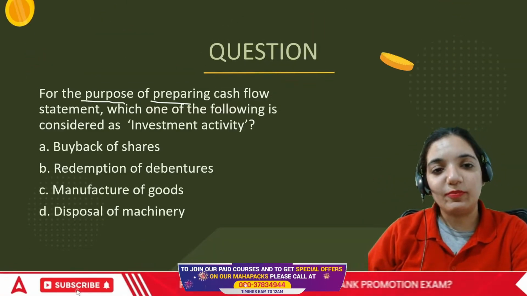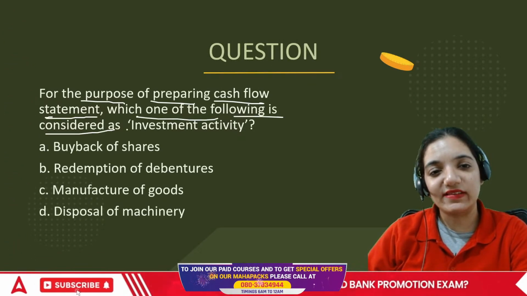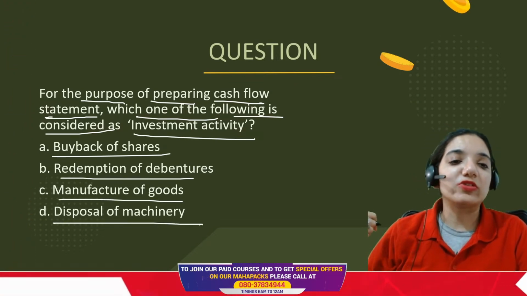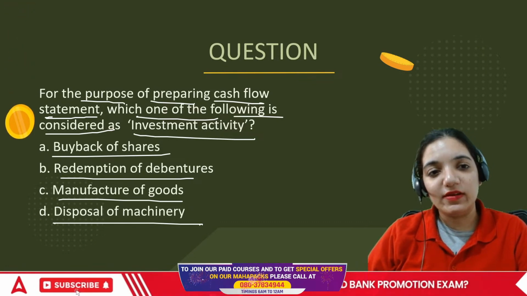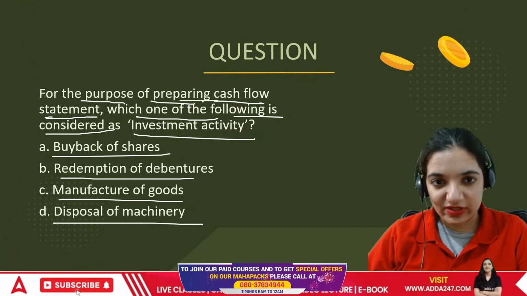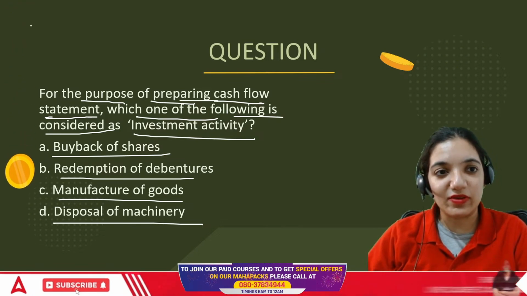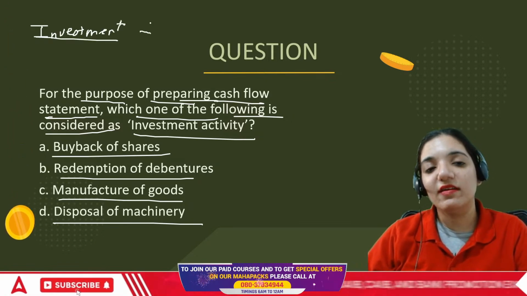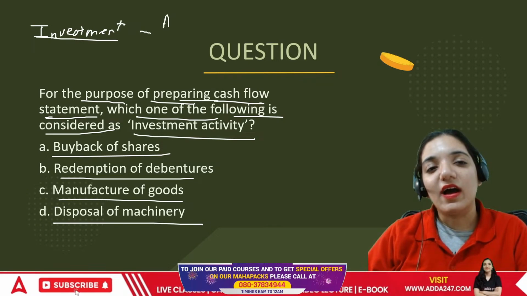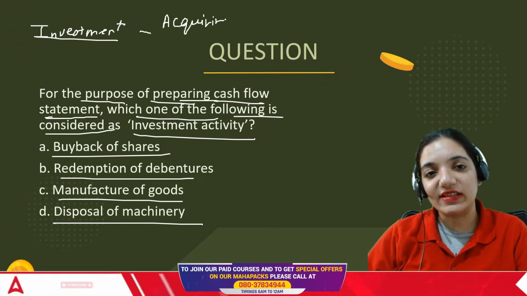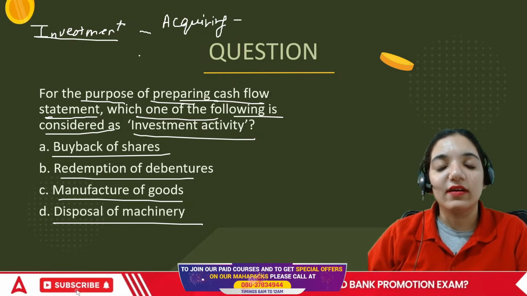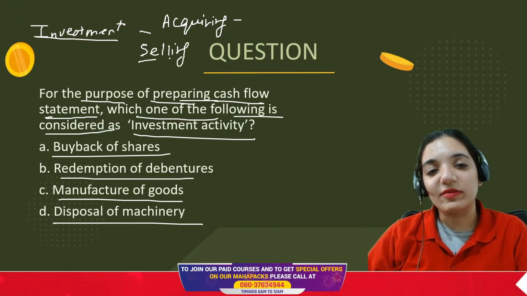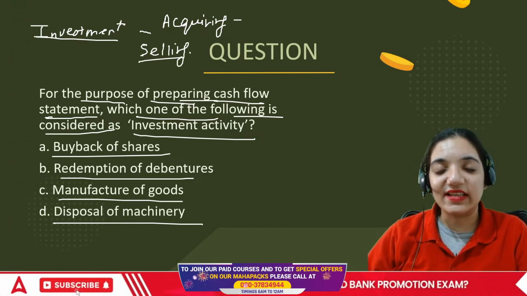For the purpose of preparing a cash flow statement, which one of the following is considered an investment activity? Buyback of shares, redemption of debentures, manufacture of goods, or disposal of machinery. I am looking at investment activity. Investment means I am putting money in, so investing activity can be acquiring an asset. When I purchase an asset, I lose money. First is acquiring an asset and then selling an asset, a long-term asset rather.